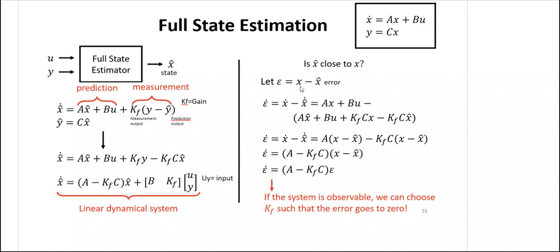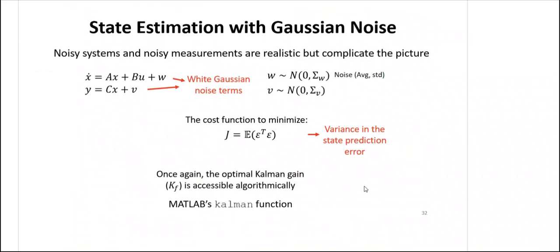Then let the error be x minus x hat, and you solve it. What this is saying is that if the system is observable, we can choose Kf, the factor in this error derivative, so that A minus Kf times C is stable, and the error will eventually go to 0.